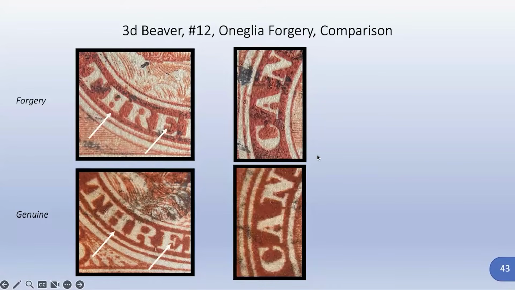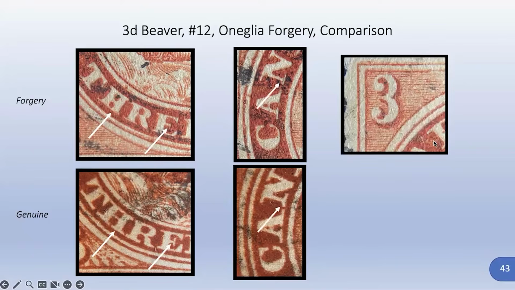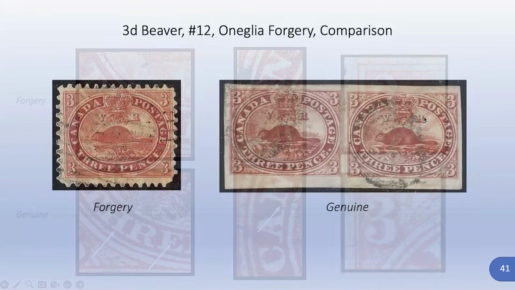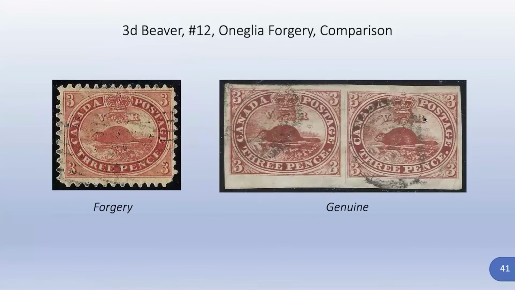And in Canada, again, the lettering is different. The big difference and the tell is up in the corners. In the forgery, we just see some grid lines. On the genuine, we see ornaments, background, quite a different shape to the 3 and quite a different, obviously different look. So when we go back to the earlier slide, you can see the difference in the corners. It's quite obvious.